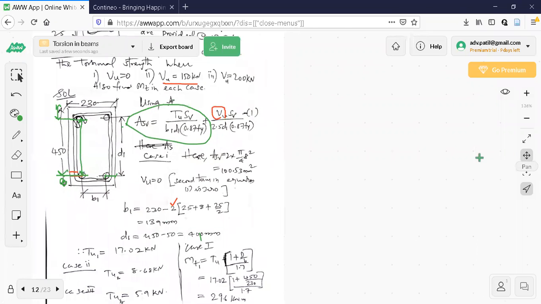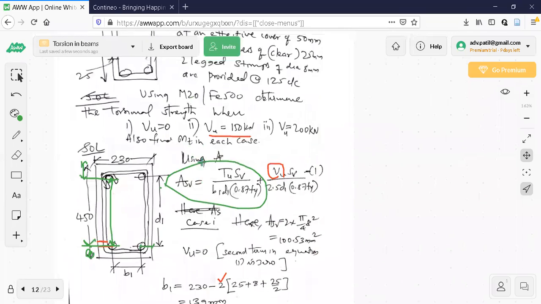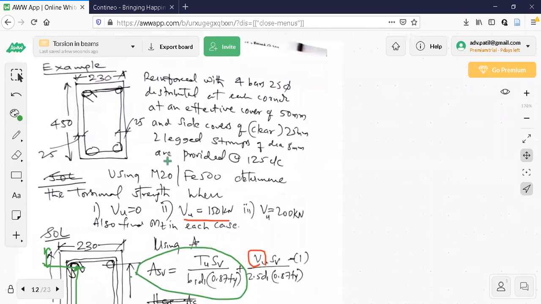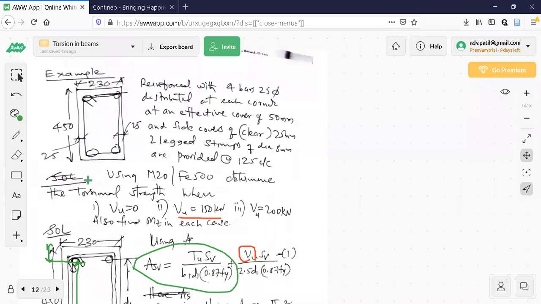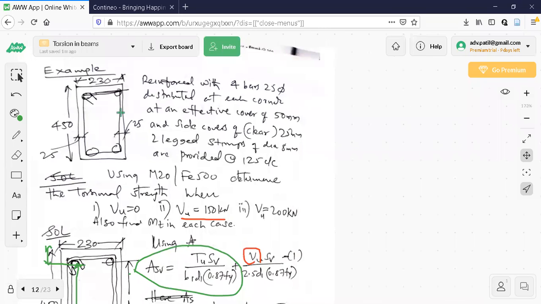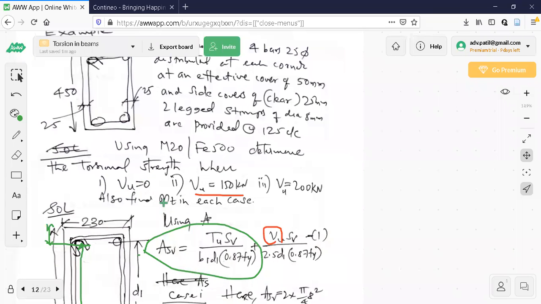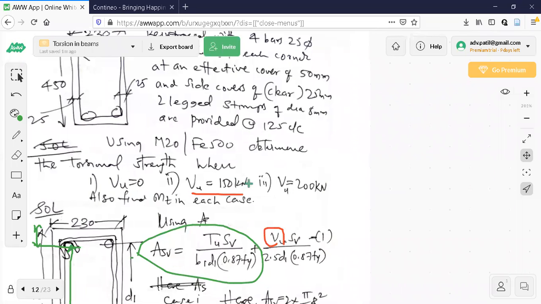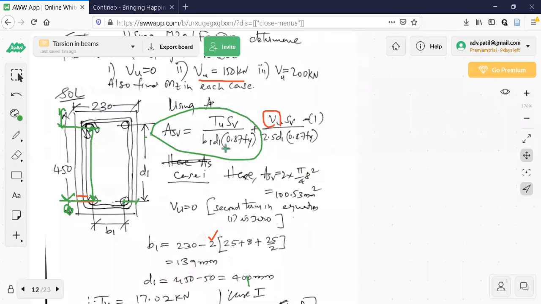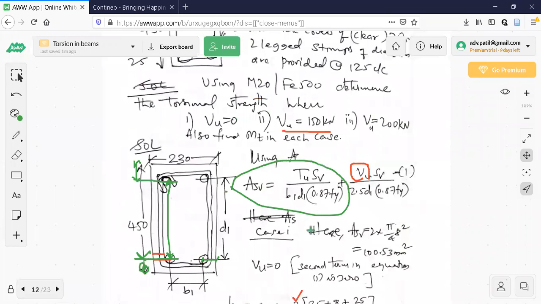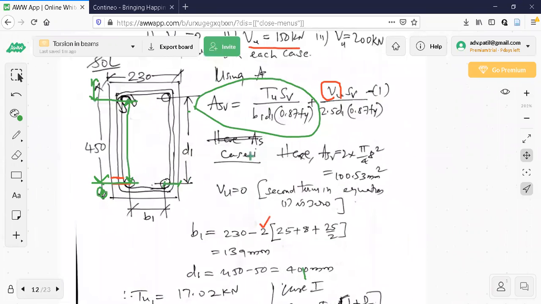So this is the problem you can see from the previous class. What I have done here is, once again I will show you. M20 Fe500 is used. Everything is given here. Only thing is that they should have placed two bars on either side in the problem, but they have given the equivalent. That is, when VU is equal to 0, VU is equal to 150, and so on, three cases are given. Because the stirrups and spacings are given here, you have to find out like this. See this.